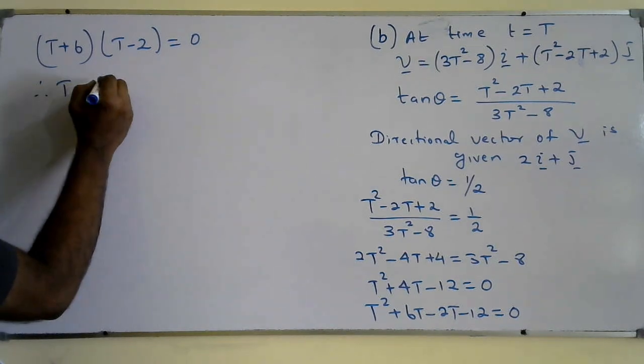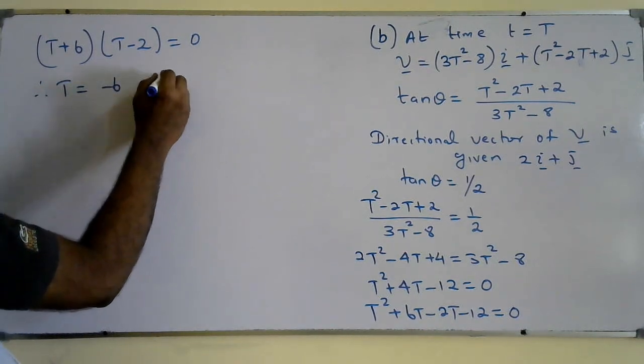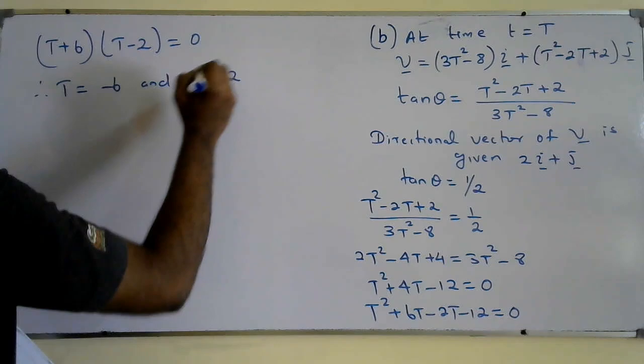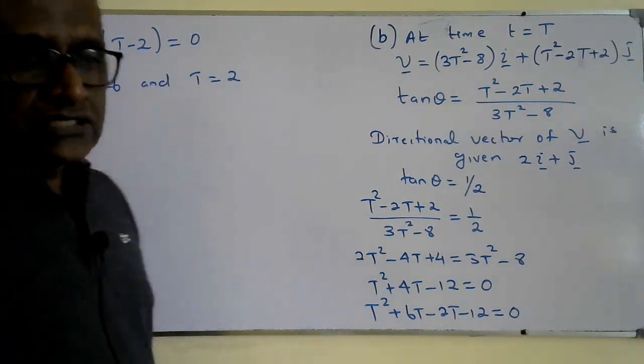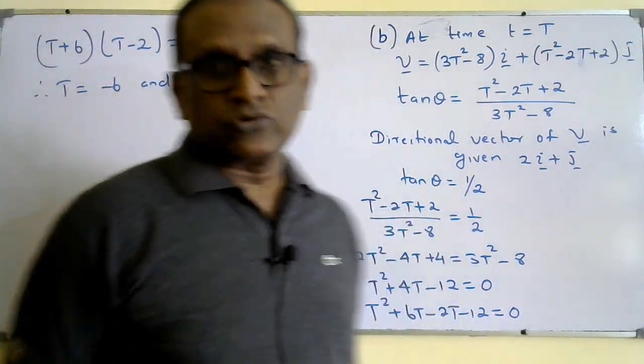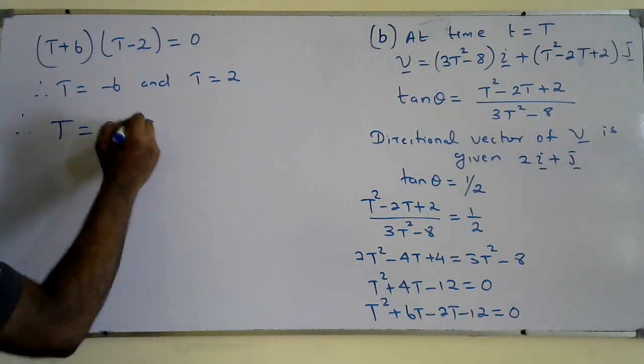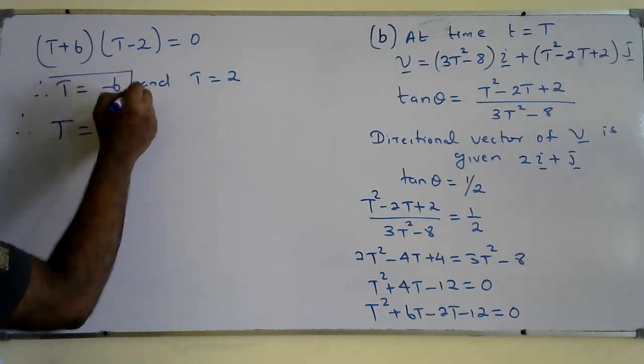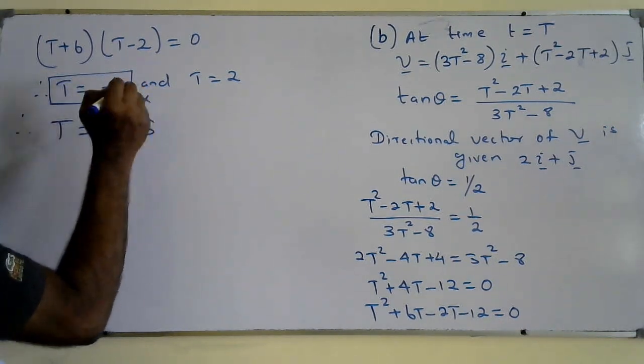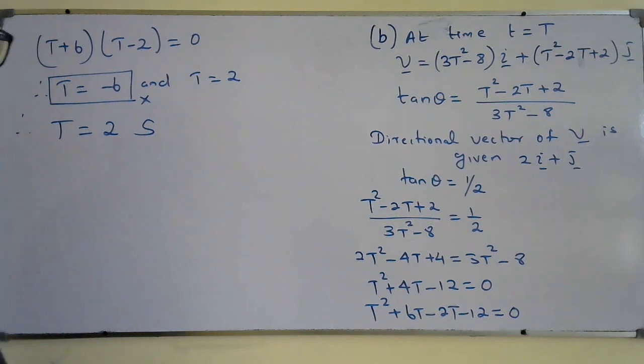Therefore, the solutions are t equal to minus 6 and t equal to 2, but time cannot be negative. So it must be a positive quantity. So therefore, time t is equal to 2 seconds. This is not an acceptable answer because it's a negative value. Time cannot be negative. So that's the final answer, 2 seconds.